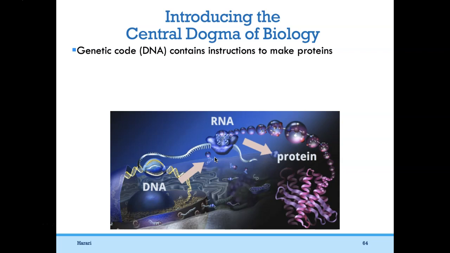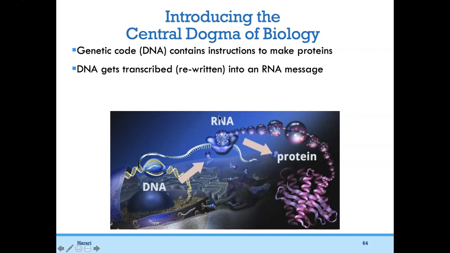proteins. Right? This is the central dogma: we have DNA that gets passed from generation to generation, and those genes have instructions to make proteins. Those DNA instructions get rewritten into RNA first, and then ribosomes can make proteins using the RNA message. So the central dogma is sometimes abbreviated as DNA to RNA to protein, like DNA arrow, RNA arrow to protein.